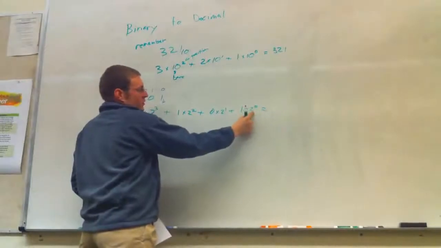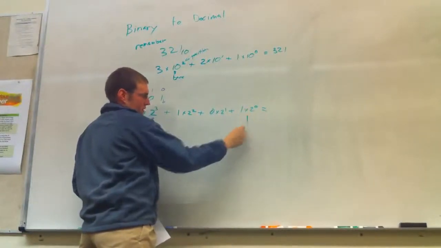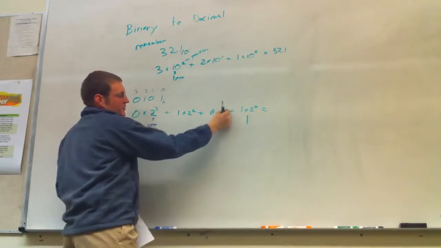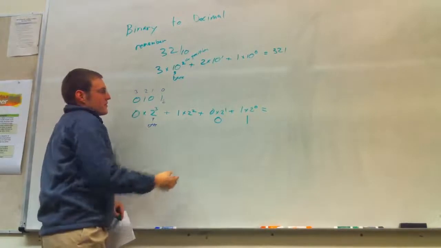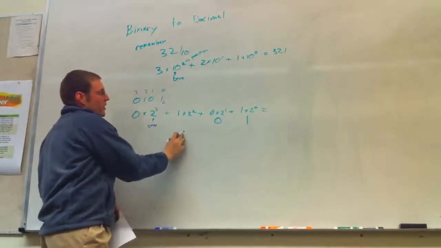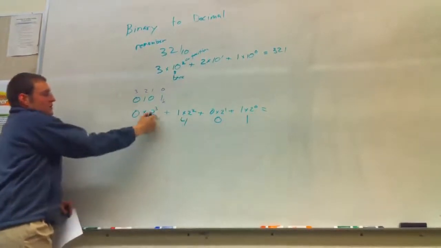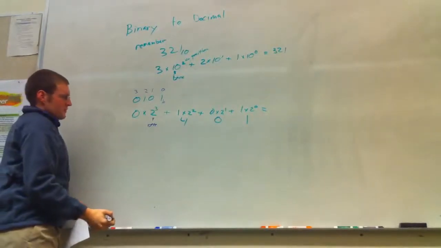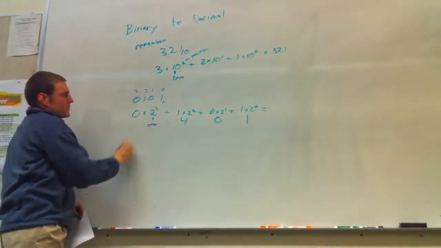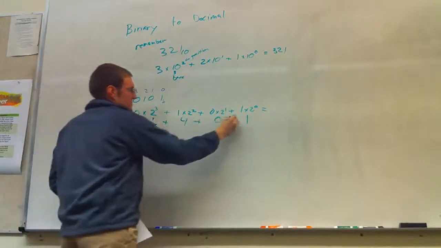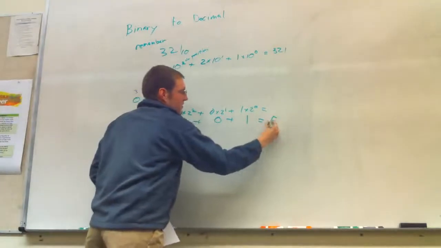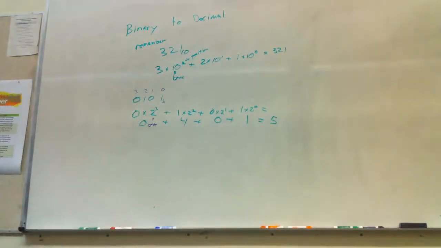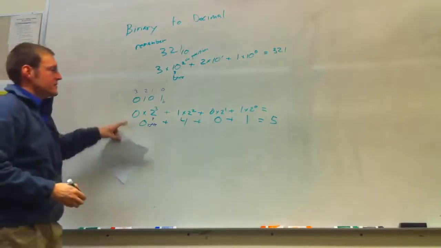2 to the 0 is 1, so 1 times 1 is 1. 0 times 2 to the first, which would be 2, is 0. 1 times 2 to the second power is 4. 2 to the third is 8, and 8 times 0 is 0. So 0 plus 4 plus 0 plus 1, right? So here I just converted this binary number to decimal.